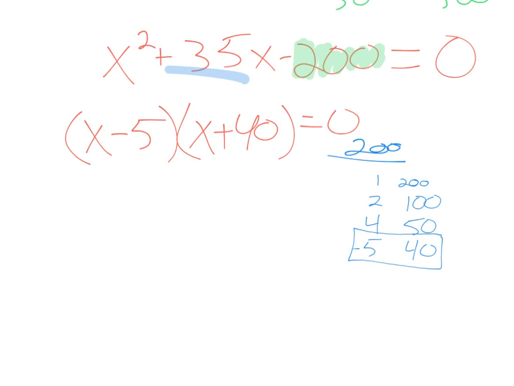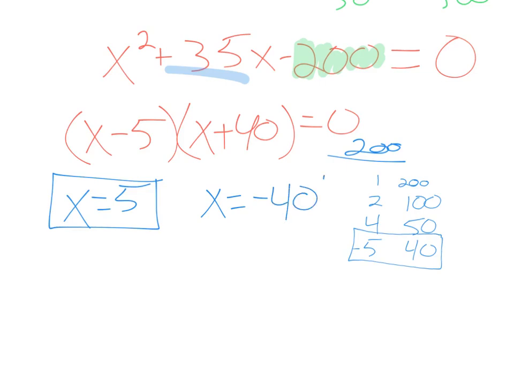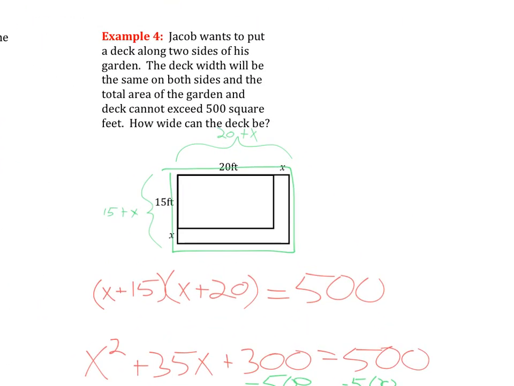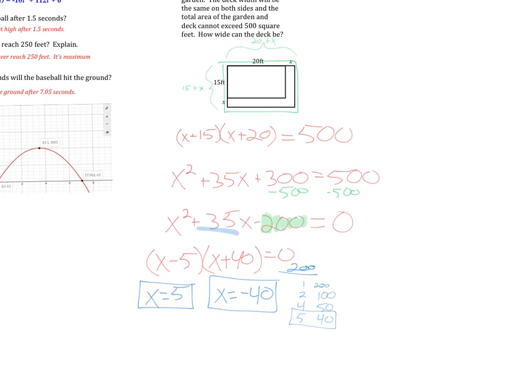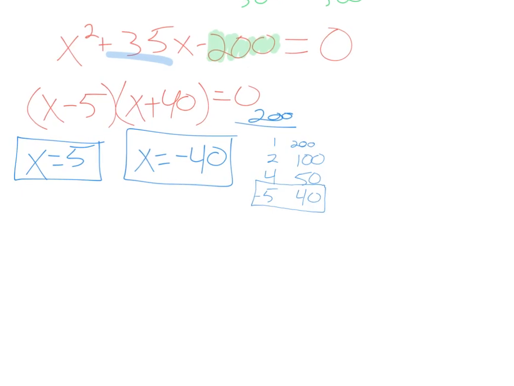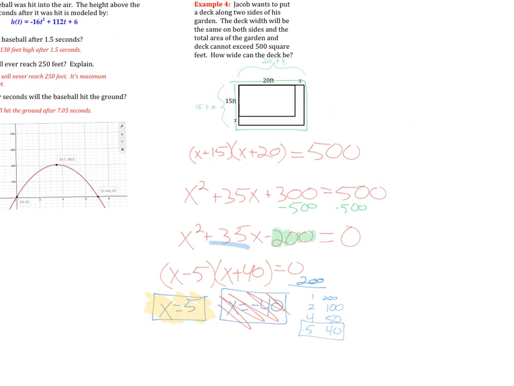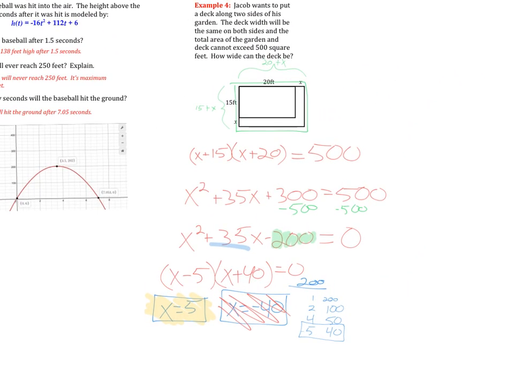And now we'll just solve each one, right? So x equals 5, cool. And x equals negative 40. Awesome. So those are my two answers, or are they? This thing was asking, how wide can the deck be? How wide can it be? I don't know about you, but I have no idea what a negative width would be. So negative 40, sorry, you're out. Correct answer here would be 5. So 5 feet in width would be the maximum width we could get in order to maintain that area of underneath 500.